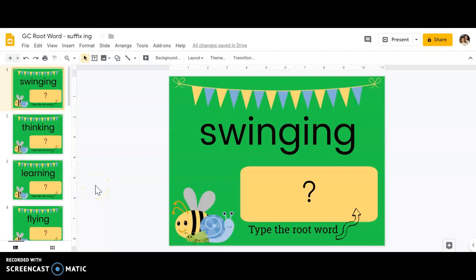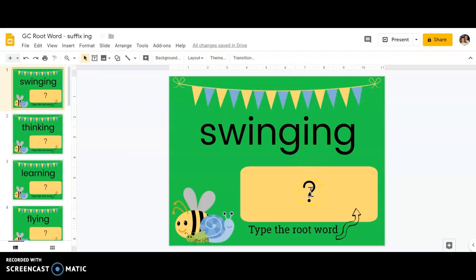Today we're looking at root words, and specifically root words with the suffix of ing. So we're going to be looking at the root words, or the full word, and pulling out the root word. So this first word is swinging. What I have to do is take off the ing, which is your suffix.